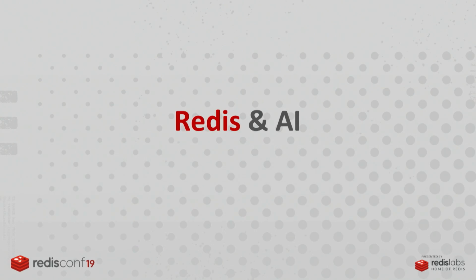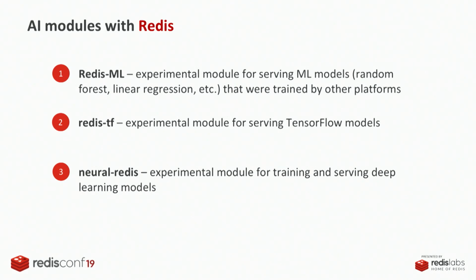So Redis and artificial intelligence. Today we have several experimental modules that deal with artificial intelligence. The first one is Redis ML for serving machine learning models which were trained with other platforms. The second one is Redis TF for serving TensorFlow models. And the last one is Neural Redis for training and serving basic DL models.